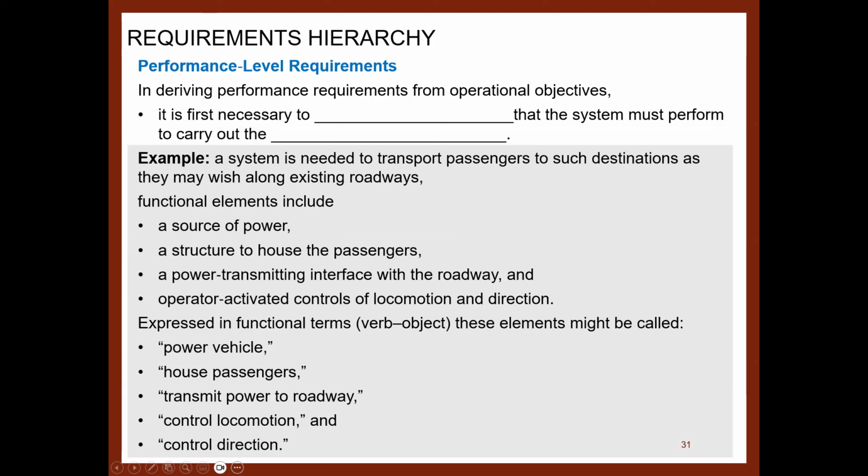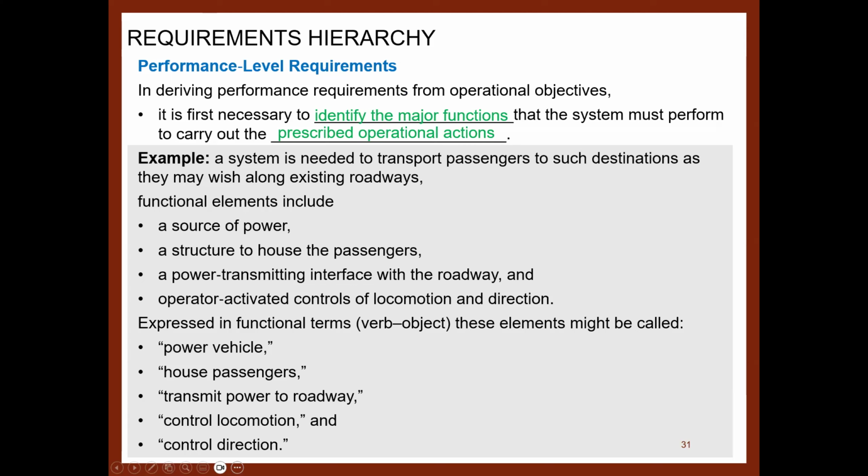In terms of performance level requirements, in deriving this group of requirements from the operational objectives, it is first necessary to identify the major functions that the system must perform to carry out the prescribed operational actions. So for example, let's say a system is needed to transport passengers to such destinations as they may wish along existing roadways.